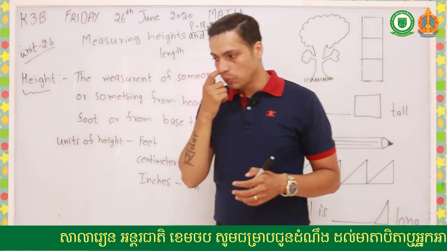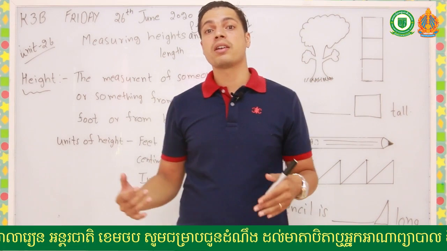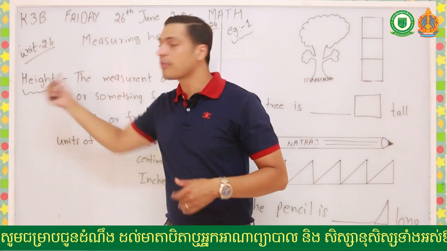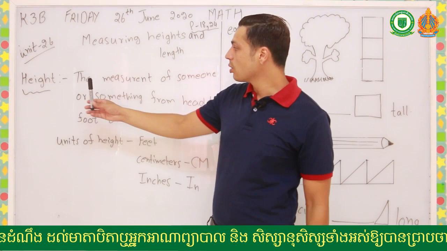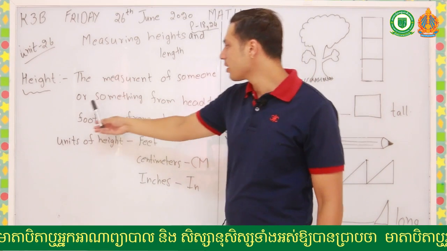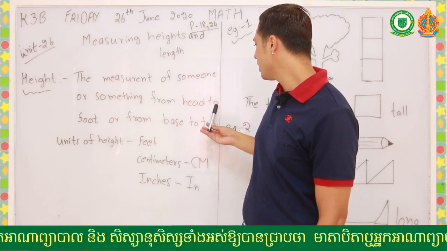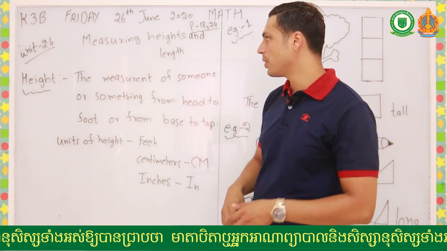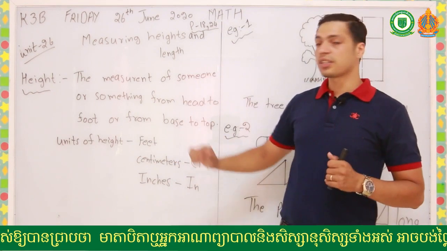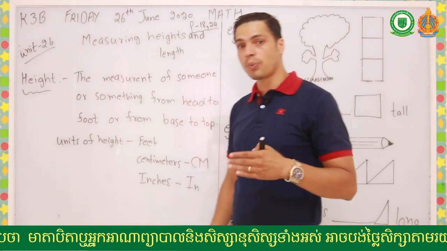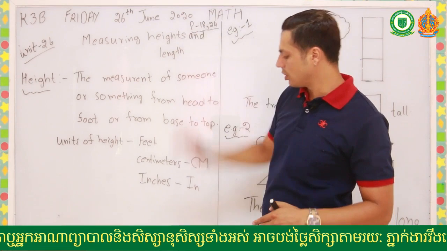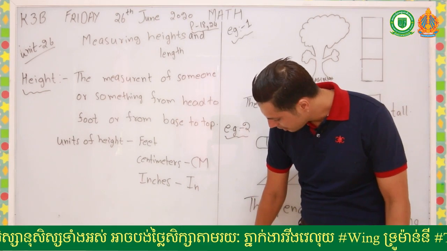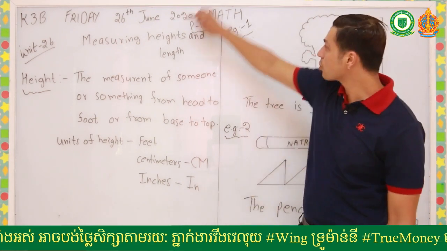Okay. So before we learn how to measure height or length, we should know the definition of height. It is the measurement of someone or something from head to foot or from base to top. Okay. So this is the definition of height. So I will explain what height is. What is the height of this board? When we measure height, we measure from here, from base to top.